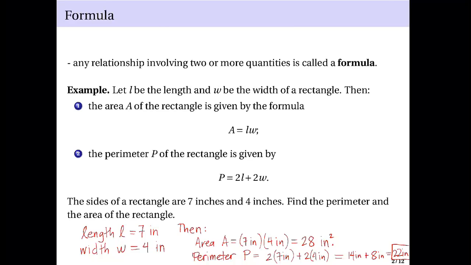Now, there was a question: which L or which W should be used. Commonly, we use L, the length, to be the longer side of the rectangle, and W, the width, to be the shorter side of the rectangle. So in here, 7 is longer than 4, so we just put L equals 7 and W equals 4. Does that answer your question?